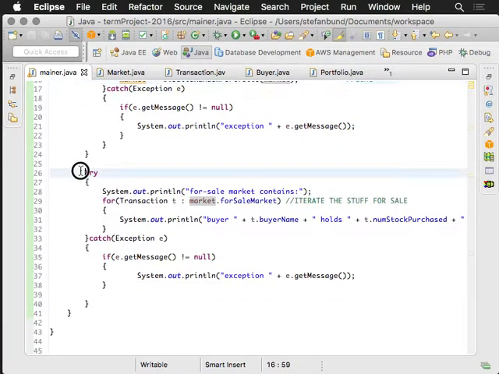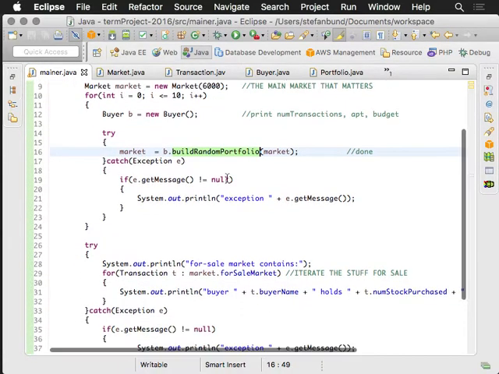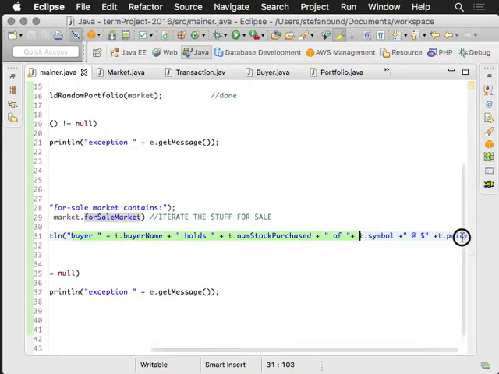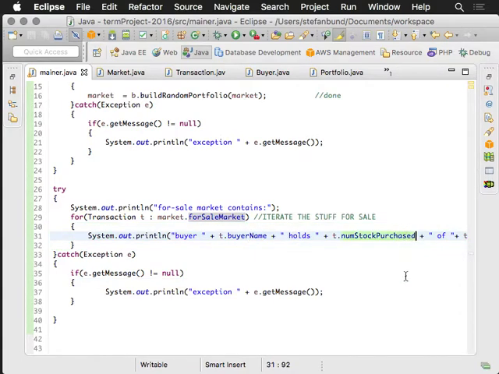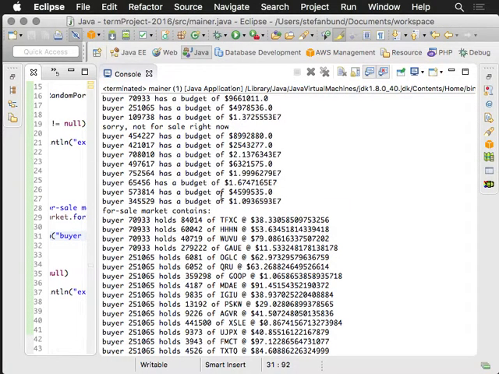And so we go into try catch. And then what we're going to do, last step, is we're going to iterate through the contents of the for sale market to prove that our for sale market has been populated during the build random portfolio stage, right? You've been sticking with this one method now for a long time. You're getting a lot of value out of it. And we're going to iterate through all the transactions within that for sale market. And we're going to print out a little bit of statistics on each of who holds what, how many of what, at what price. So let's give that a run just to give some visualization.